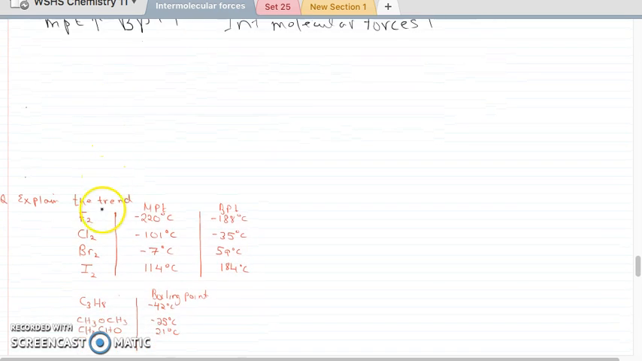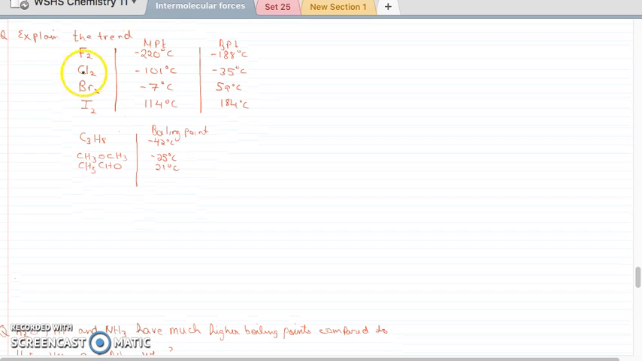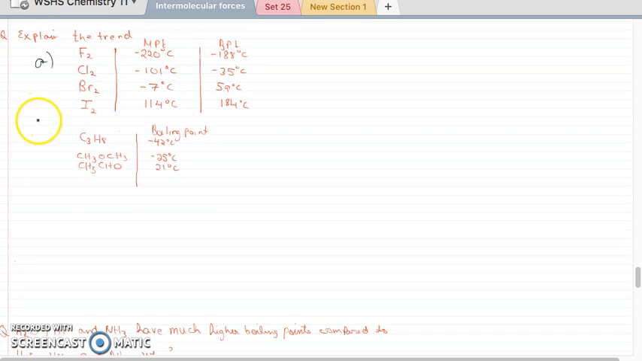Next one. Now, how do you explain this trend? We have 2 trends here. Let's call this part A. Let's call this part B. You would see that the melting point is going up and the boiling point is going up as you move down from fluorine, chlorine, bromine, and iodine.